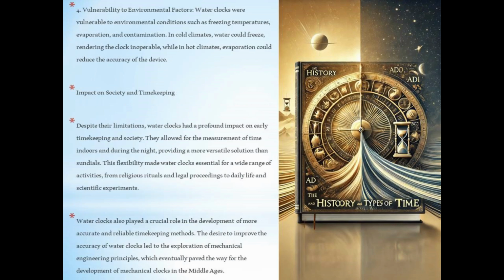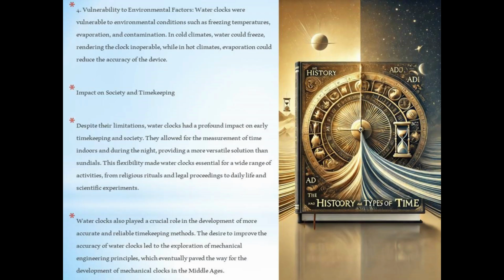Number 4. Vulnerability to environmental factors. Water clocks were vulnerable to environmental conditions such as freezing temperatures, evaporation, and contamination. In cold climates, water could freeze, rendering the clock inoperable, while in hot climates, evaporation could reduce the accuracy of the device.